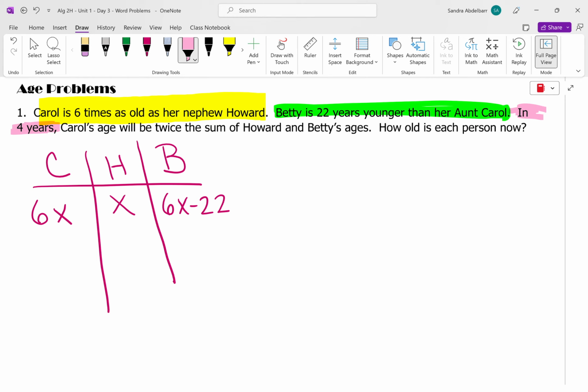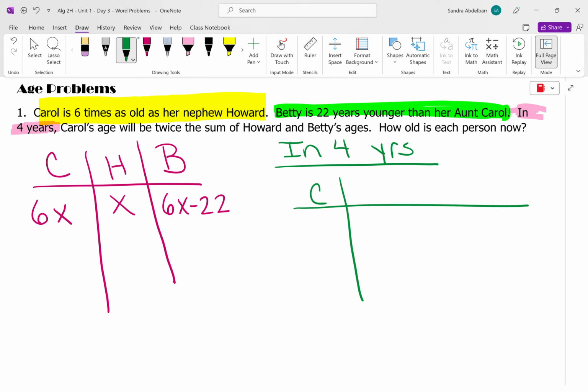What did you do? You took my age now and added 4 to it. So guess what I'm going to do? I'm going to take this chart and add 4 to each person. So now let's make it in 4 years chart. So in 4 years, it will be C plus 4, H plus 4, B plus 4. Do we agree? Carol's age plus 4 years, Howard's age plus 4 years, and Betty's age plus 4 years.